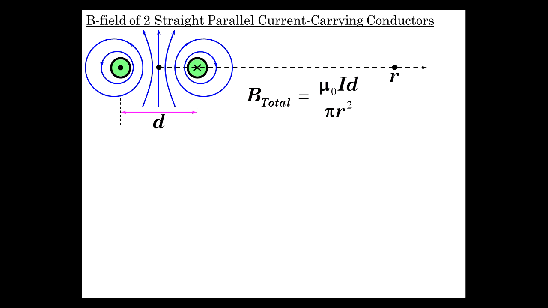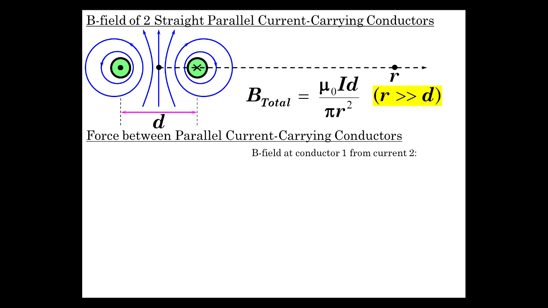So it diminishes faster. But the more they're separated, the less that negative effect is. So the greater the distance d, the greater the B field will be over here. So notice the total B field is proportional to d, in fact, and its inverse square. So this is for r much greater than d.